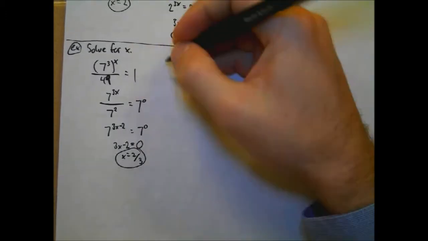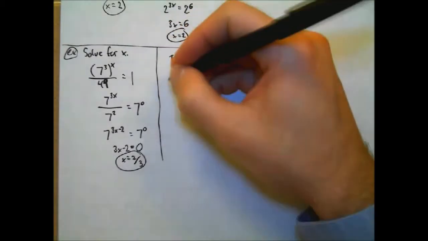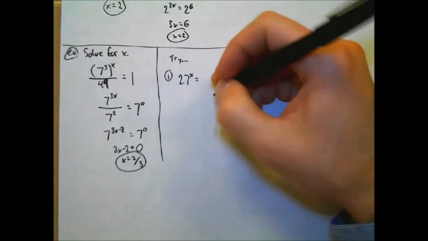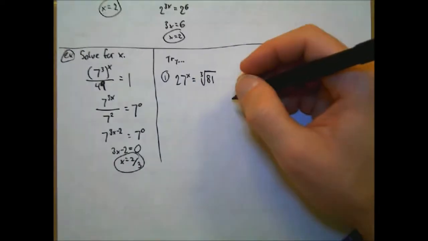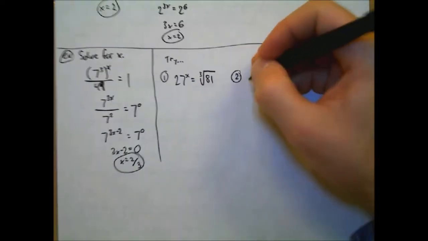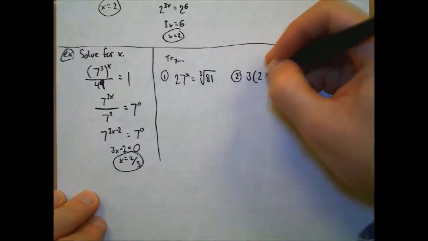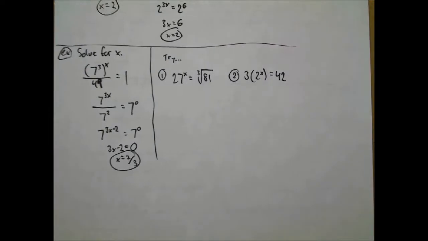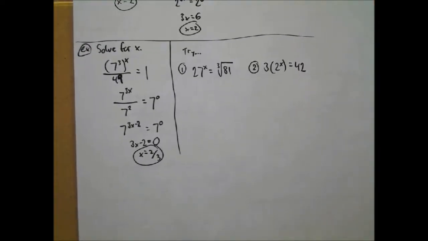Okay. I'm going to give you 2 to try. Number 1. 27 to the x equals the cube root of 81. And then number 2, 3 times 2 to the x equals 42. And you can use any method you want there to solve those. Anything we've talked about, anything we haven't talked about.